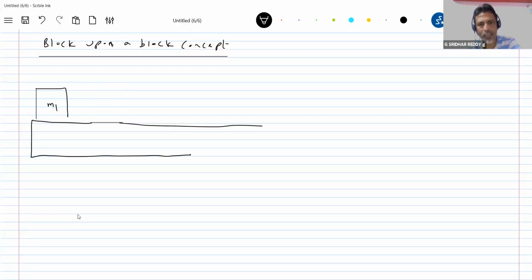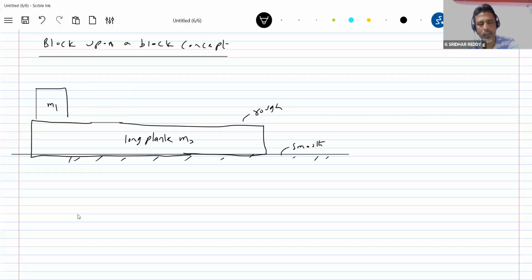There's a long plank of mass m2. Let this surface be smooth, and let this one be rough. I'll give velocity to the block. The rough surface has a coefficient of friction. So after what time will the block come to rest on the plank, or after what time will both move together? These are the conditions. This is at t equal to 0. So what is the problem?